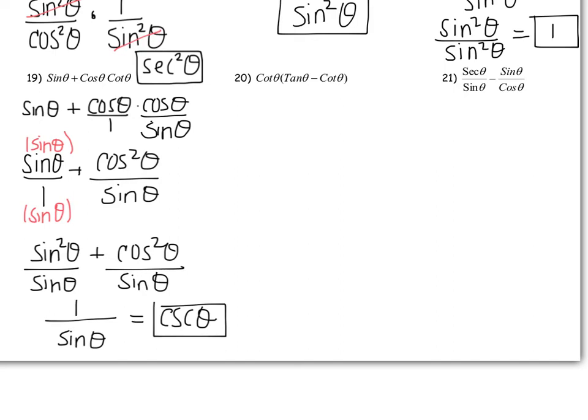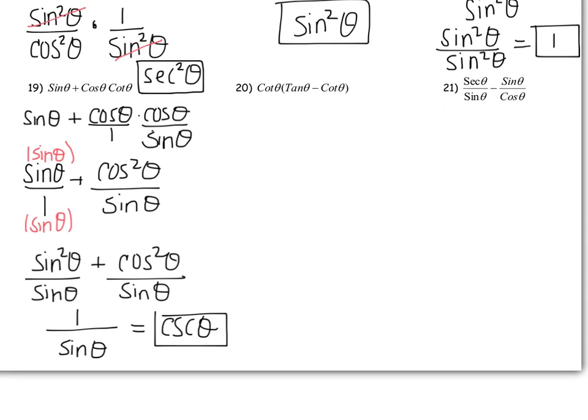There was a correction on this problem, and this problem needed to have a plus sign in the middle of the two of them. So let's go ahead and change that to a plus sign. And we can do 20 just like we did the other one. We can distribute the cotangent out. So we can make this cotangent theta times tangent theta plus cotangent squared theta. Well, we know that cotangent and tangent are reciprocals, so when you multiply them, you'll get 1.